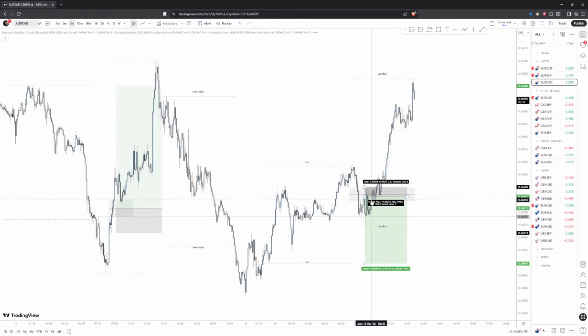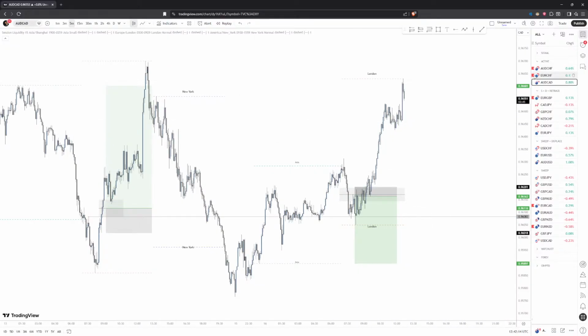We then had AUD CAD, similar thing. We swept Asia highs, and then we displaced downwards, retraced a little bit, and I was targeting these Asia lows, and again we didn't hit TP. So price reversed on us.